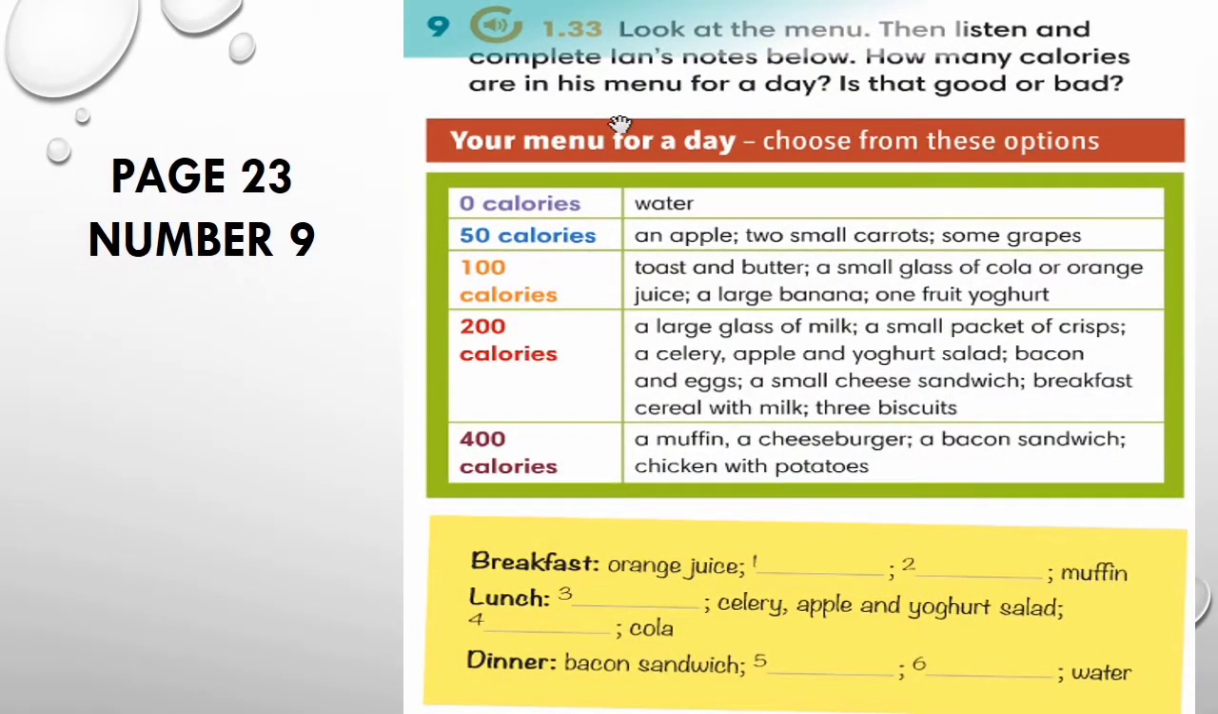Yeah, next, open your book page 23, number 9. Look at the menu, then listen and complete Ian's notes below. How many calories are in his menu for a day? Is that good or bad? Okay, now let's listen carefully to the recorder. Here we go.